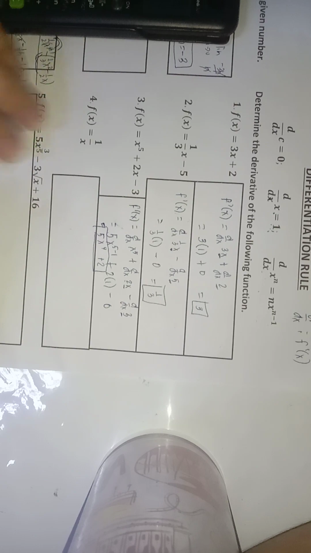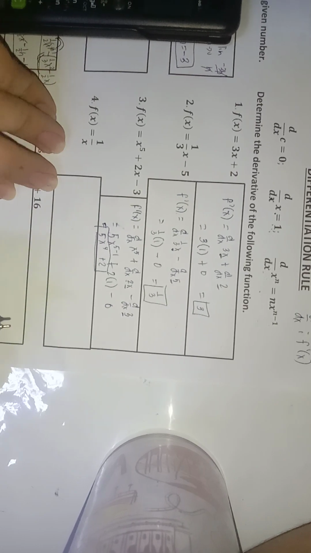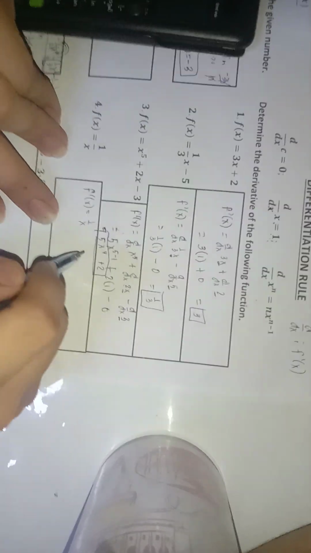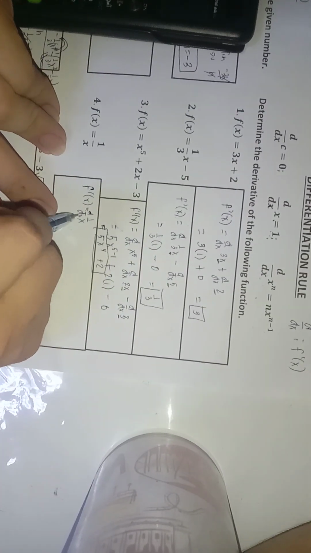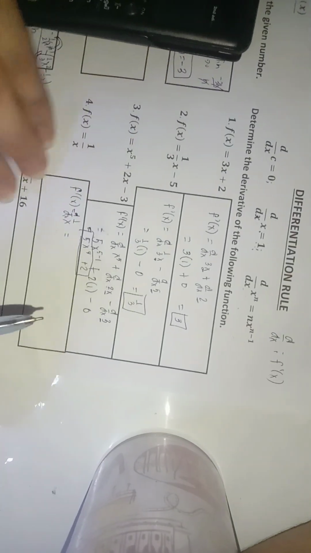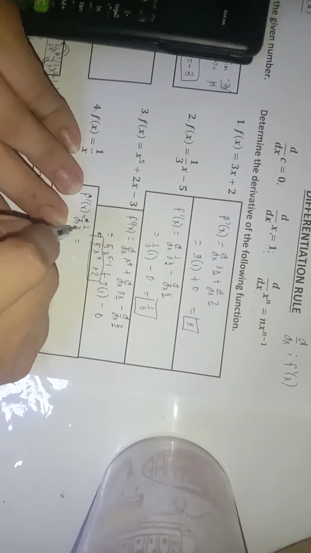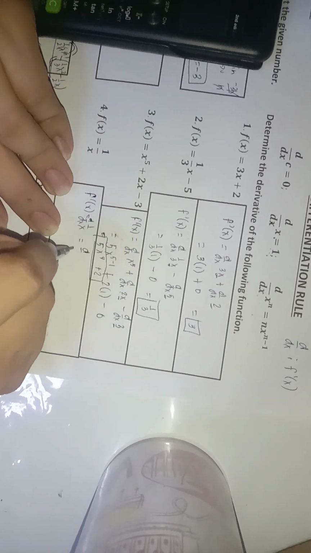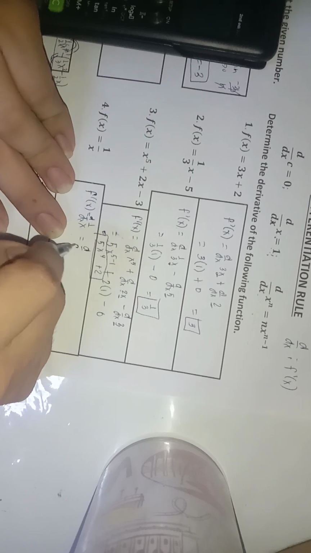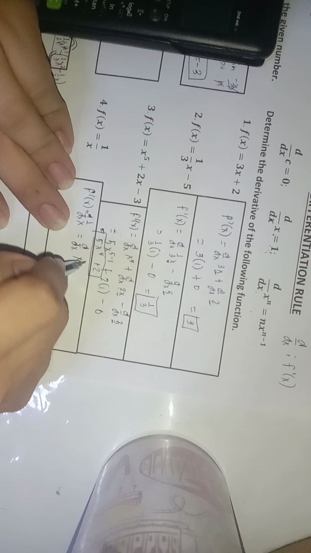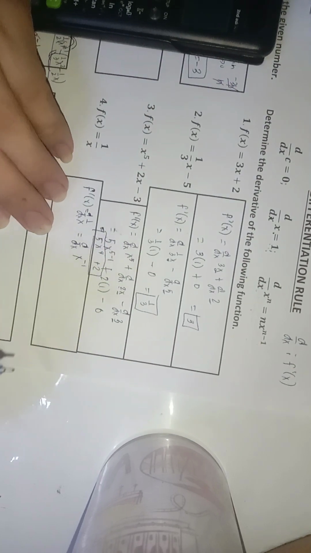Second to the last example: f of x is equal to 1 over x. So the derivative of 1 over x is also the same as... gawin nating power rule. Okay, exponential siya, so magiging negative siya by inverse, or negative exponent rather. So this is also equal to the derivative of x raised to negative 1.